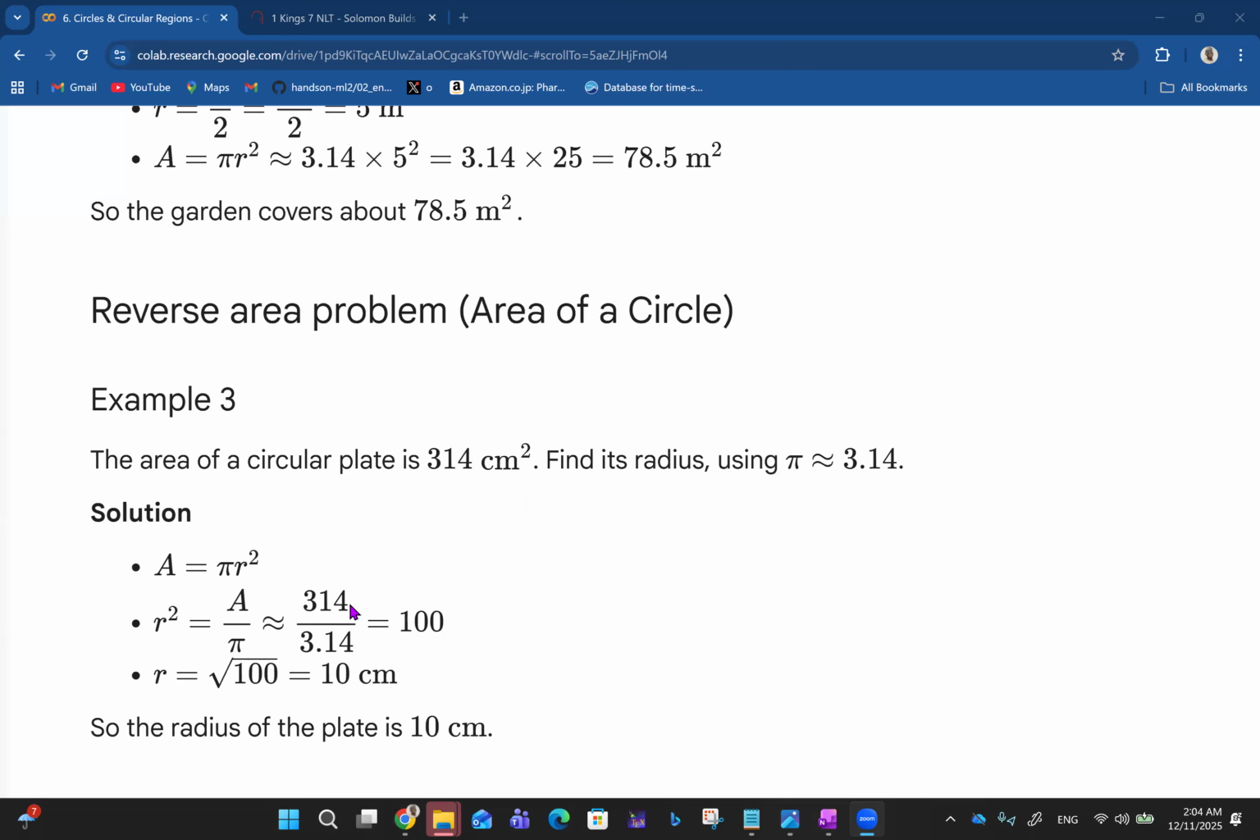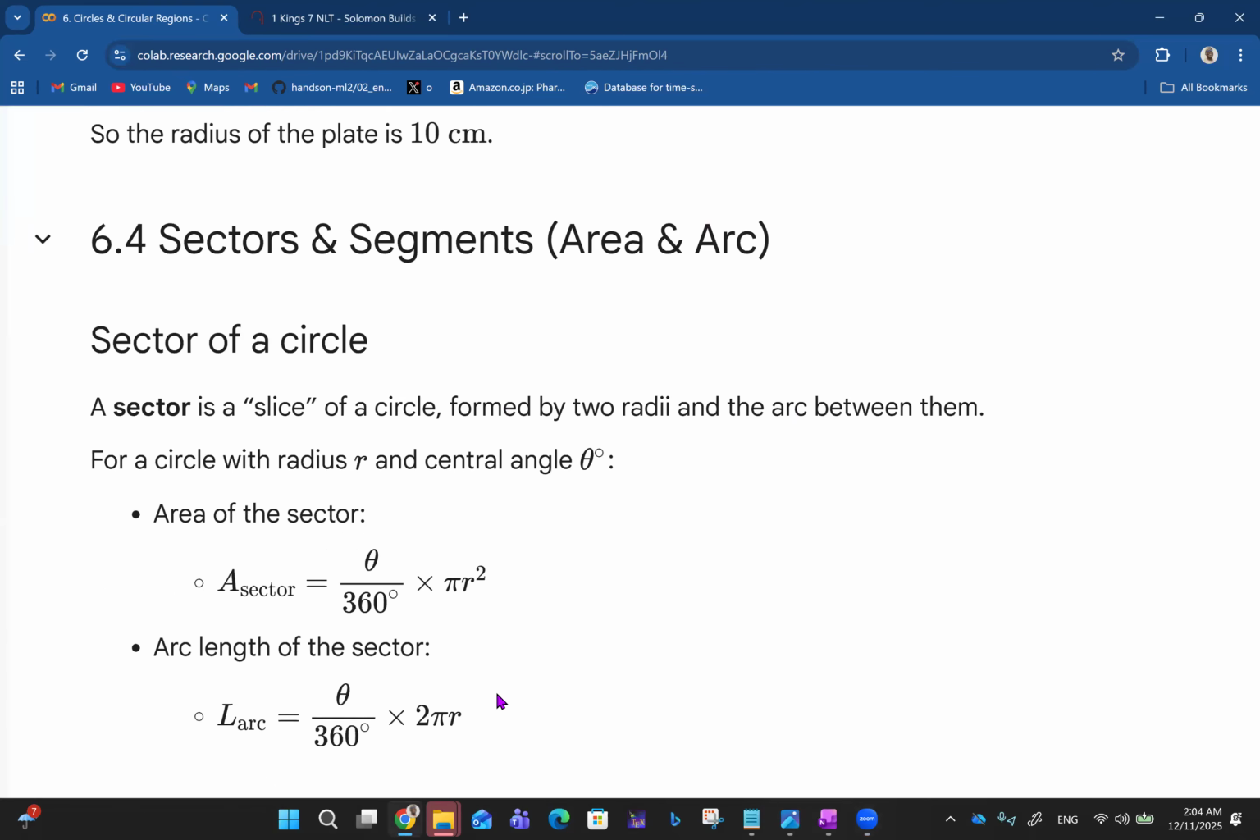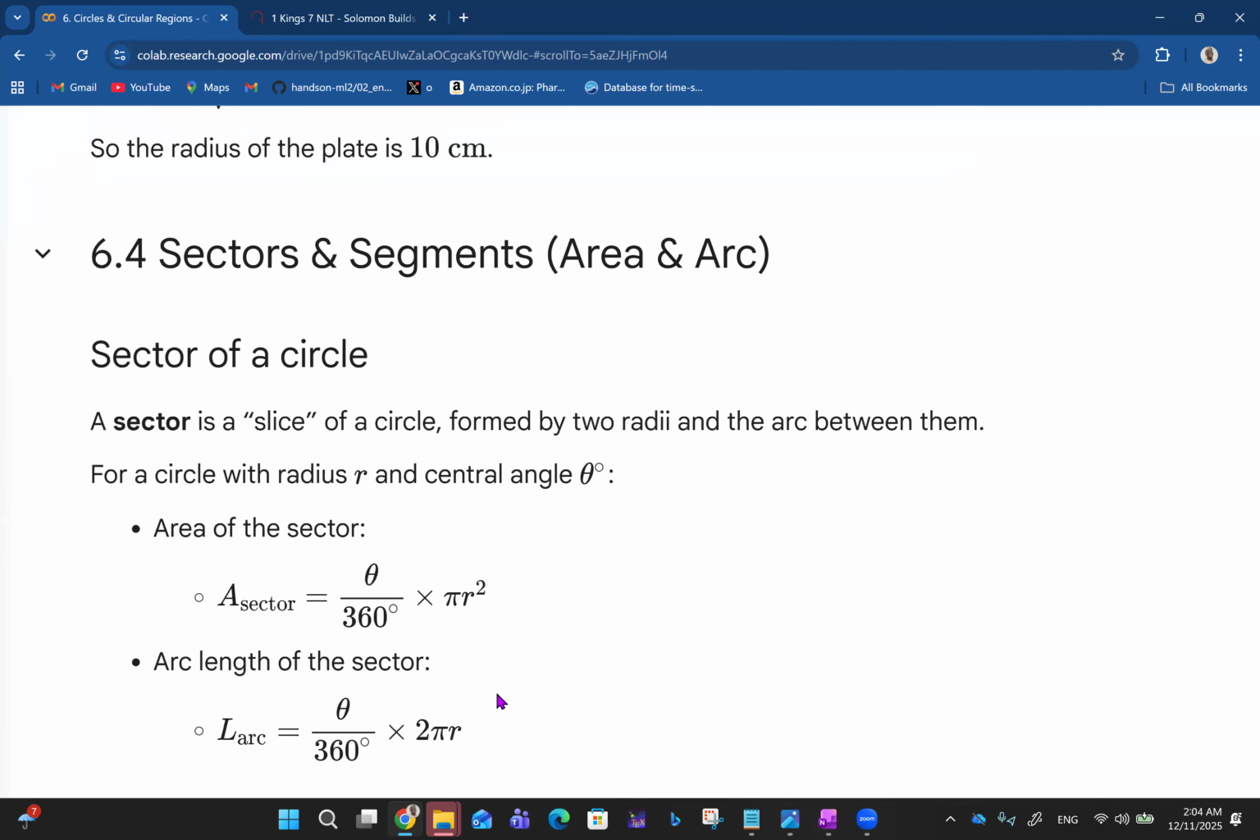So the area is 314, then the pi is 3.14 approximately. So if you divide that, that's 100. So r itself now is the square root of 100, which is 10 centimeters. So the radius of the plate is 10 cm. So you can have the area and then you're looking for the radius.